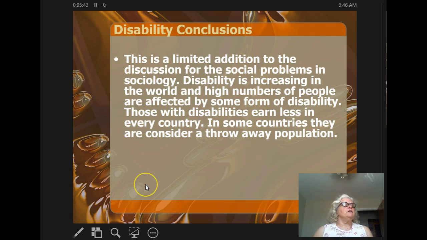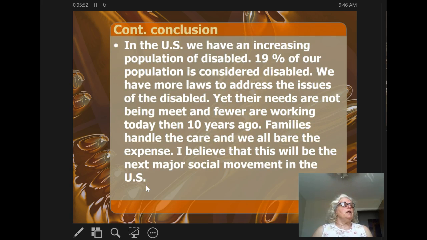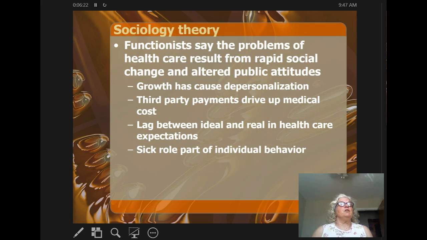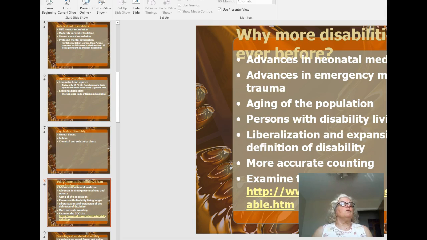I want you to think about how disability is increasing in the world because we keep people alive. In the United States, we have this increasing population of disabled. About 19% of our population is considered disabled. Other than when we consider females and minorities, this really is our largest minority population. Families have some very high expenses, and they are the main responsibility for that. As you explore those theories, you'll be able to look a little further.